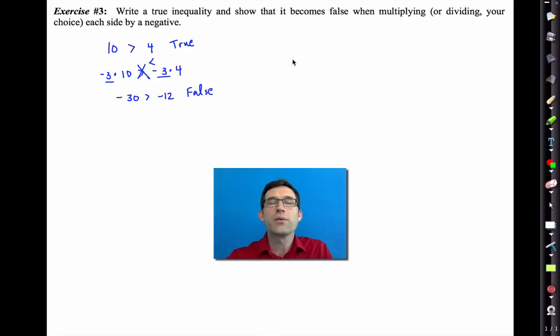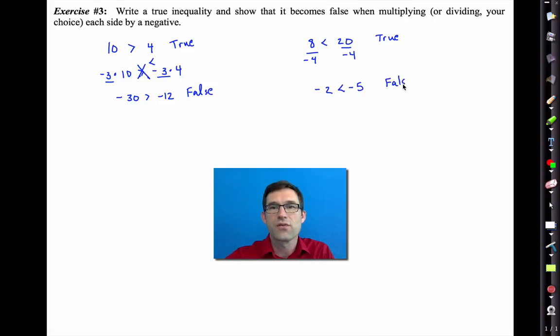All right, let me show you one with division. Let's start with 8 is less than 20. And let me now divide, so that's definitely true. Let me divide both sides by negative 4, and I'd get negative 2 is less than negative 5, and that's now false. So really, as soon as I divide by that negative 4, I want to switch that into a greater than. It even works with negatives and positives.